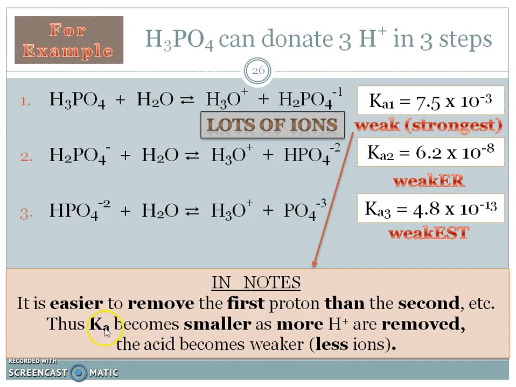Okay, so the Ka, as it becomes smaller, that means we have more H pluses that are removed. In other words, we have less ions. So we have more ions here because it's the strongest of the three weakest acids, and here we'd have a lot more molecules. So number one, the reaction would lie more to the right, more products, and number three, the reaction would lie more to the left, having more molecules. Okay, so hopefully that makes sense.